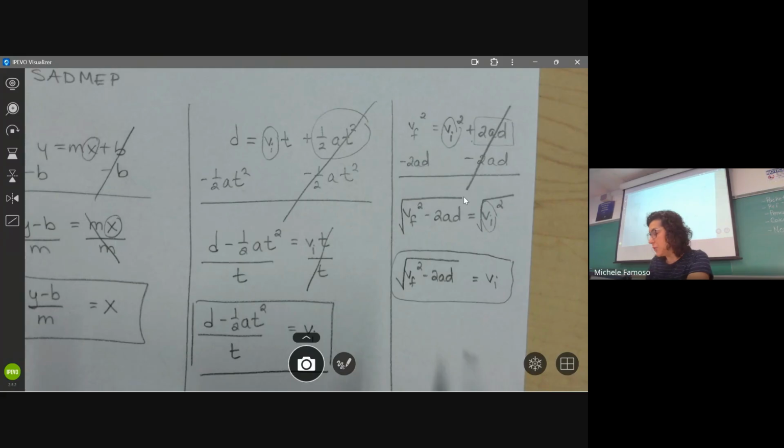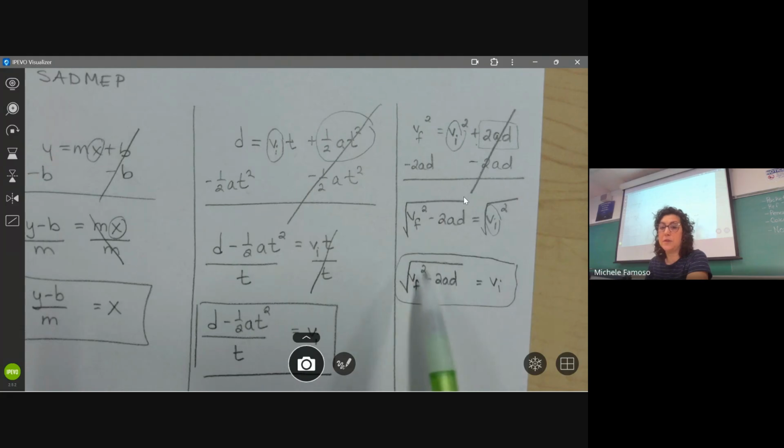I know some students want to try to distribute the square root through that. That is actually incorrect math. Okay, this entire thing is not a perfect square, so you can't do that. You have to leave it as it is. Okay, any questions on that?